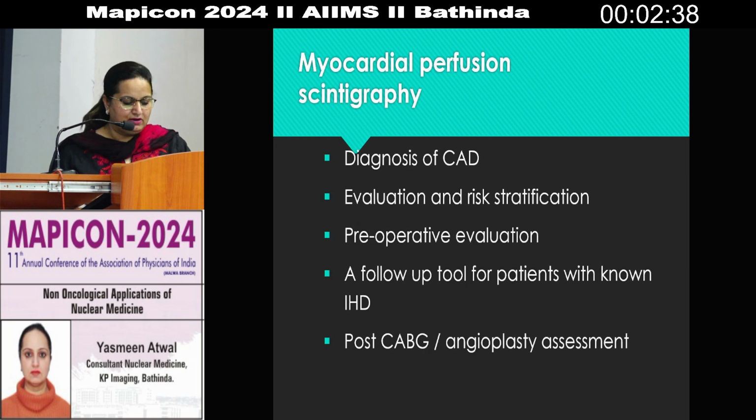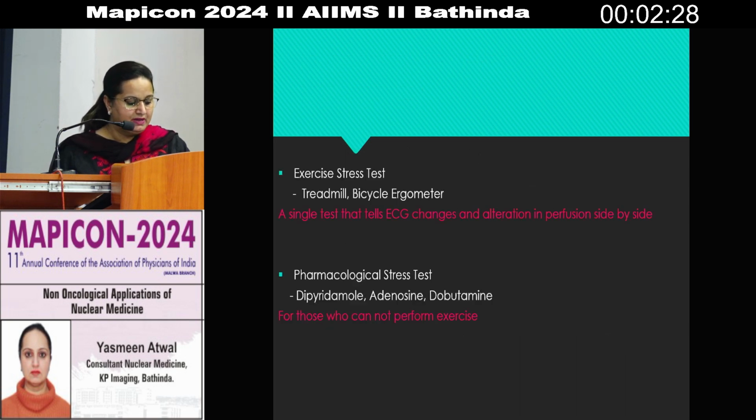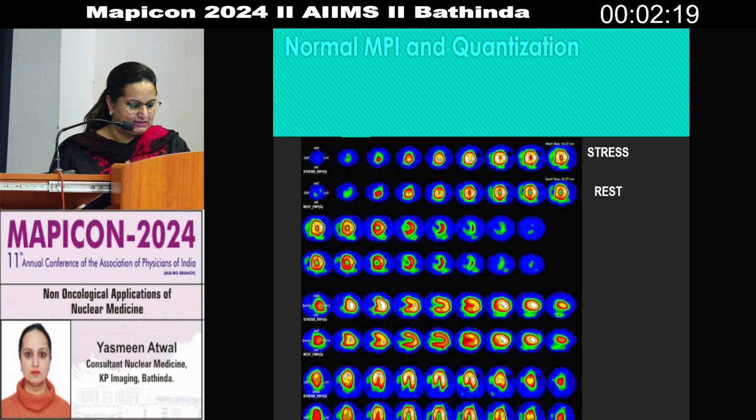This aids in the diagnosis of CAD, evaluation and risk stratification, preoperative evaluation, a follow-up tool for patients with known ischemic heart disease, post-CABG and angioplasty assessment. For all this assessment, we have a perfusion test, that is exercise stress test. And for the patients who cannot physically exercise, we have pharmacological stress test.